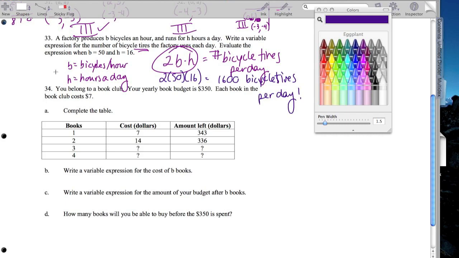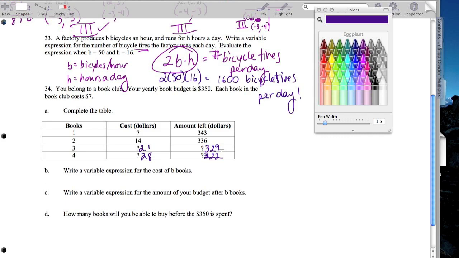And 34, you belong to a book club. Your yearly book budget is $350. Each book in the book club costs $7. So first, complete the table. So the cost of one book is 7, 2 books is 14, 3 books is 21, 4 books is 28. We could keep going, but then the amount left is initially $350. After one book, it's $343. After 2 books, it's $336. I just keep subtracting 7. So $329 would be next, and $322 would be the last amount available.